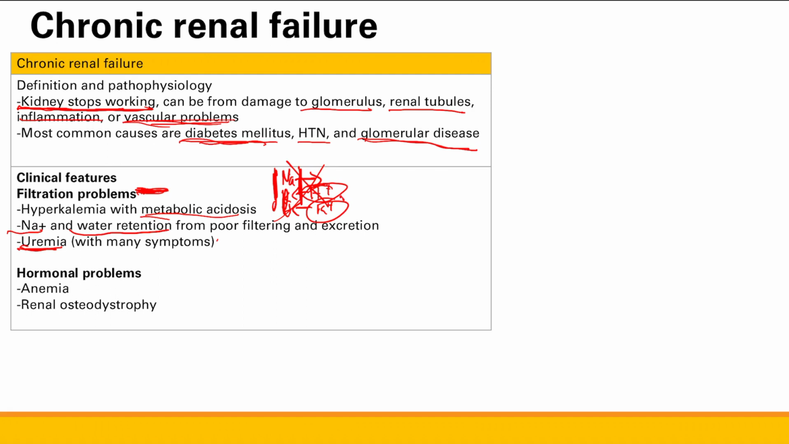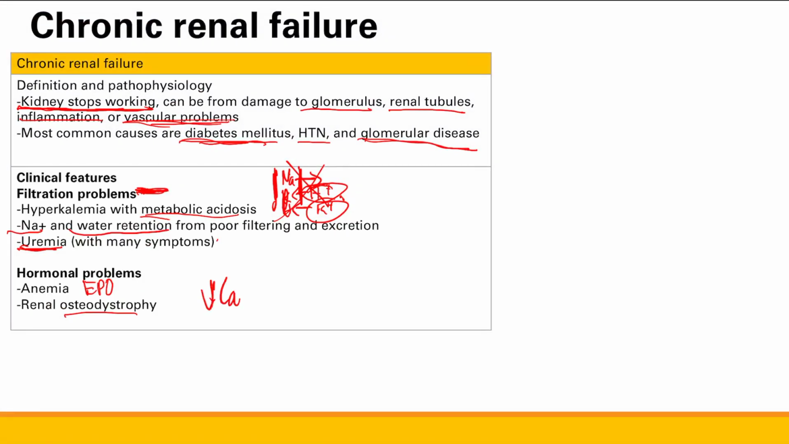Now, if we have hormonal problems, the kidney's not making the hormones that it usually does. You get anemia. What was the hormone that the kidney makes that helps prevent this? Remember, the kidney normally makes EPO. So if you don't get EPO, you get anemia because EPO stimulates red blood cell production in the bone marrow. Next, you get renal osteodystrophy. Why is this? What did the kidney do that has to do with calcium? Remember, the kidney activates vitamin D. So if you don't get activated vitamin D, you get reduced calcium levels, so you get low calcium.